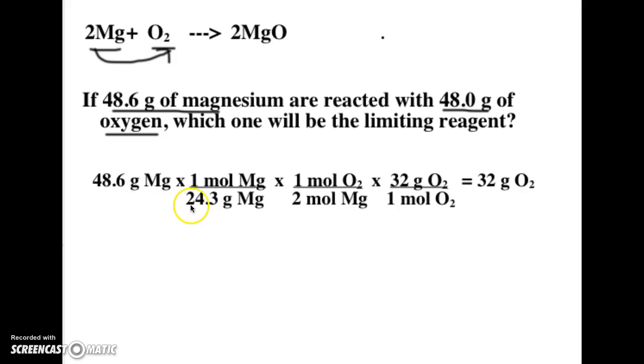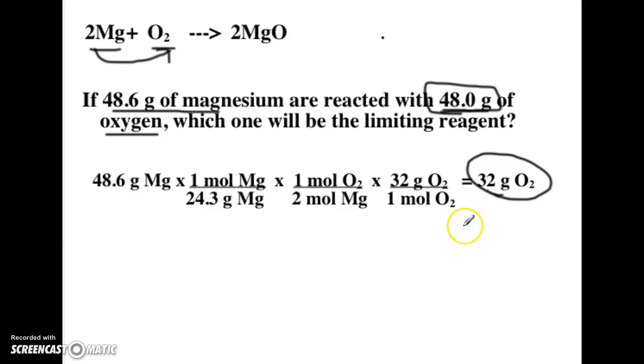This is what that 3-step calculation looks like. That's the mass that was given. 24.3 is the molar mass of magnesium, mole ratio, and then the molar mass of O2 right there. So what we find is that we need 32 grams right there. Okay, so the 48.6 grams of magnesium needs 32 grams of oxygen to completely react. Now you compare that to what we have given in the problem. There's 48 grams of oxygen that we have available. So we need 32 grams, but we have 48 grams, so we have plenty of oxygen.